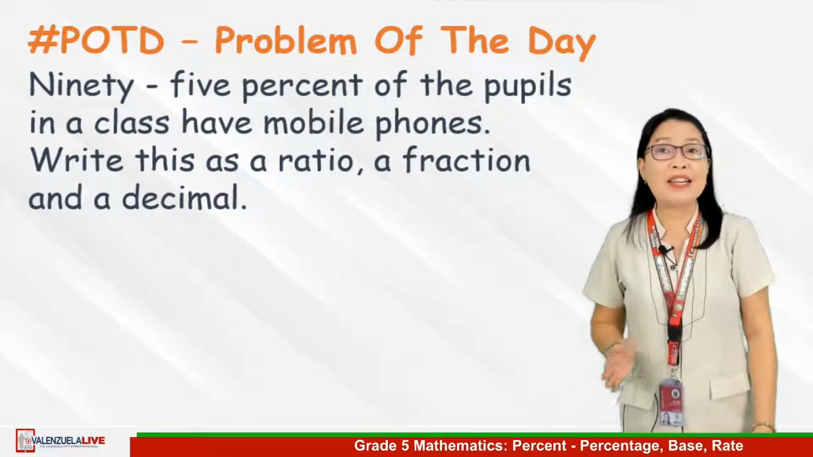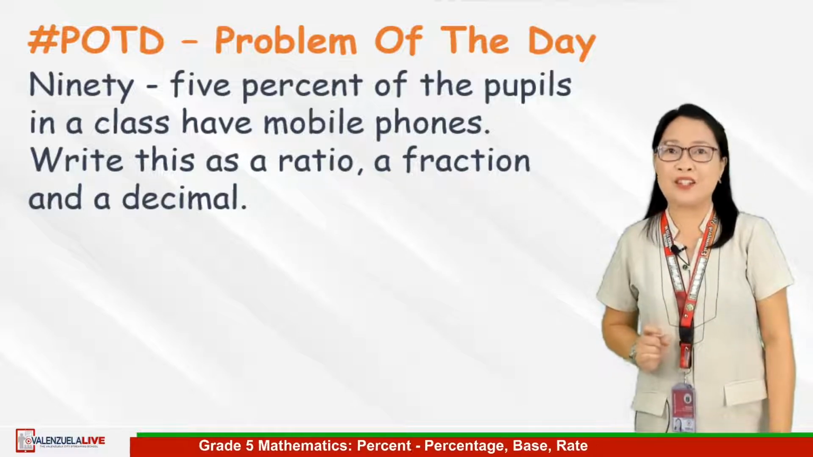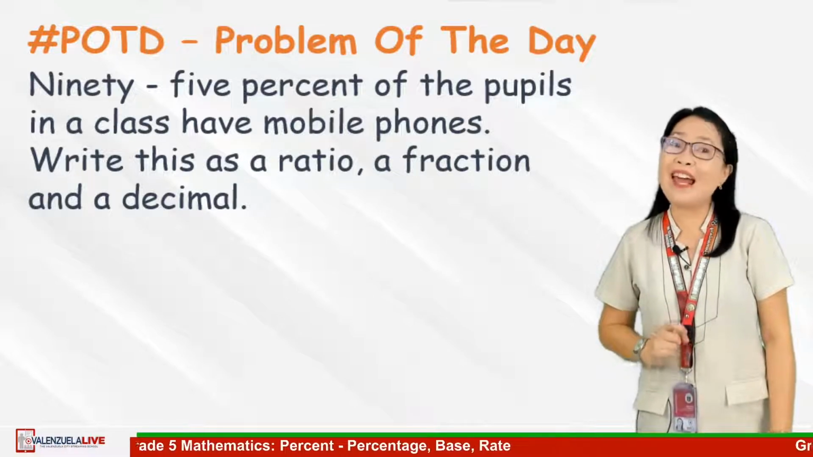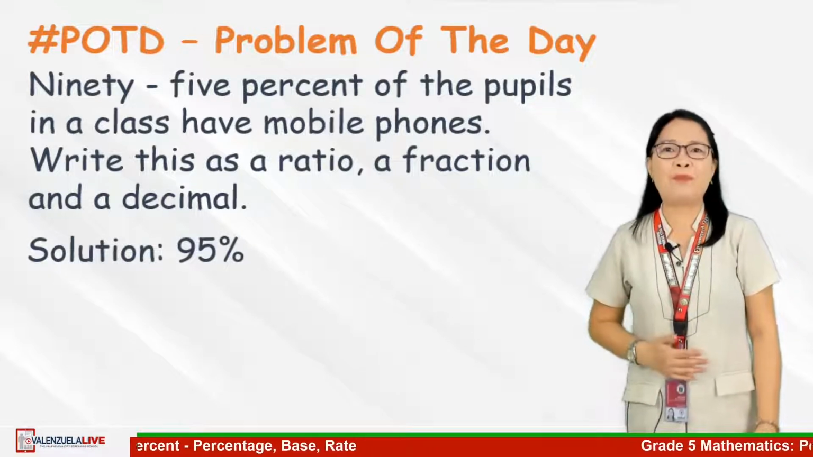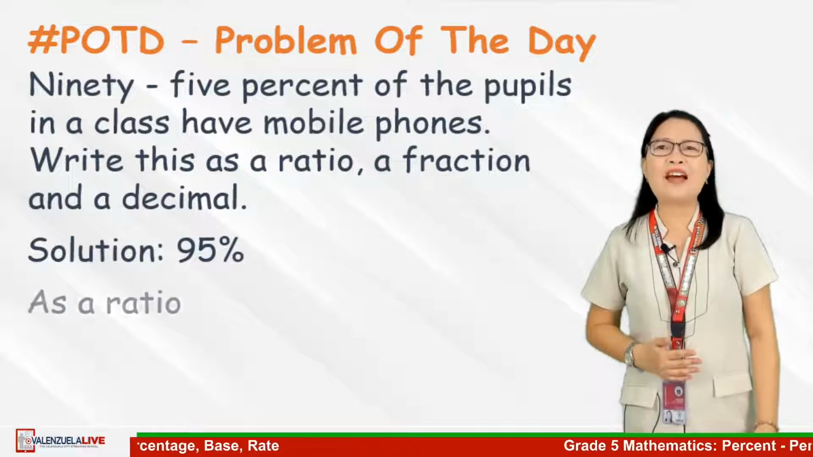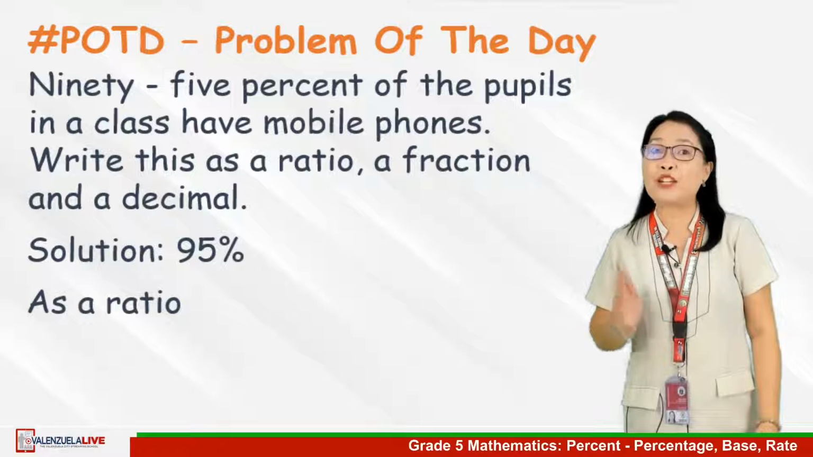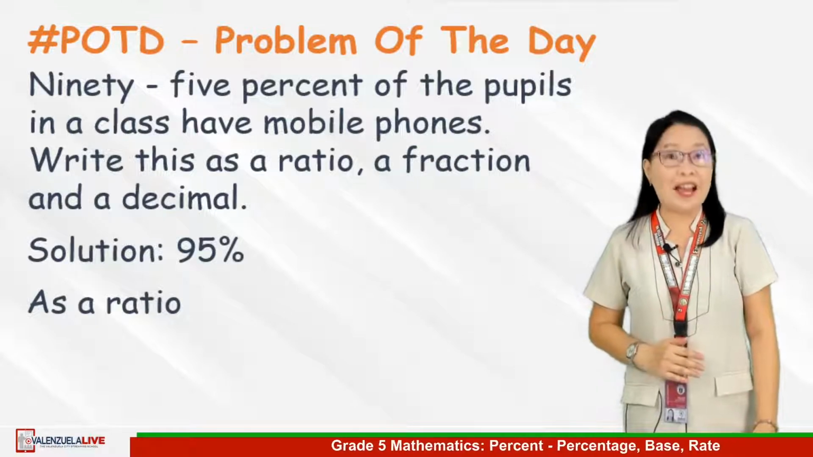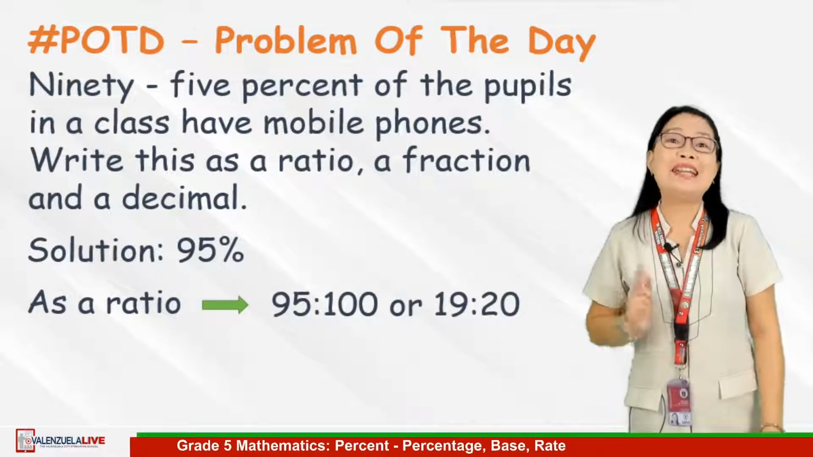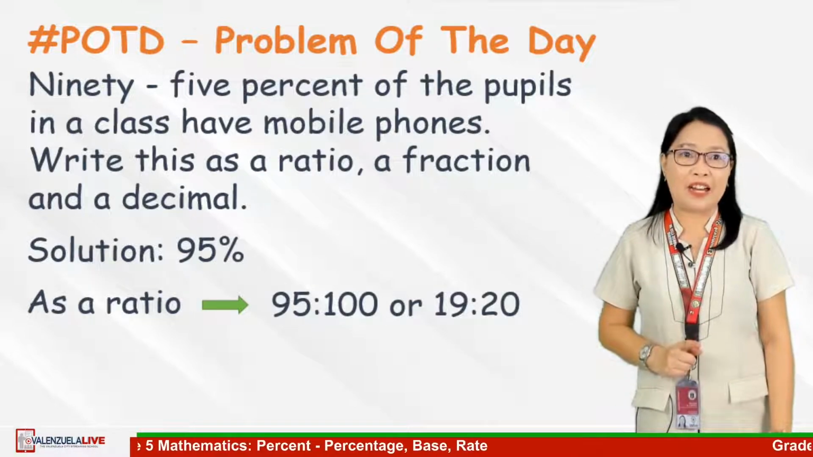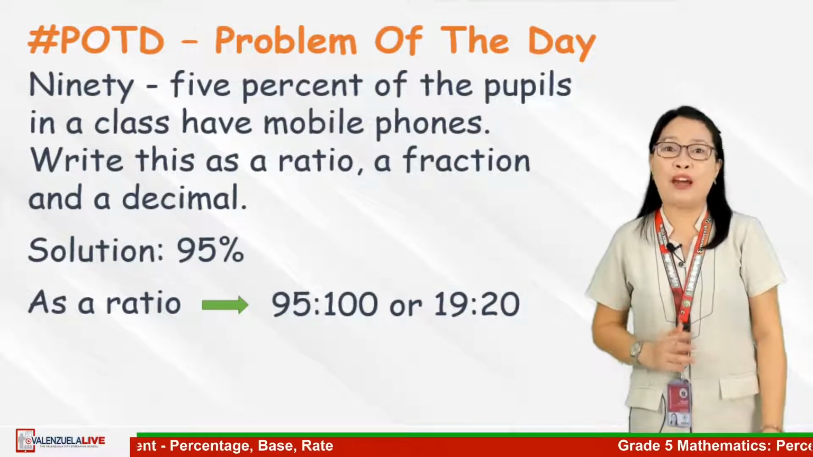95% of the pupils in a class have mobile phones. Write this as a ratio, a fraction, and a decimal. Now, this is what we're going to do. So, 95%. How do we write it as a ratio? Percent means per 100. Remember that. Percent means per 100. So, the ratio will be 95 to 100. In simplest form, it is 19 to 20.